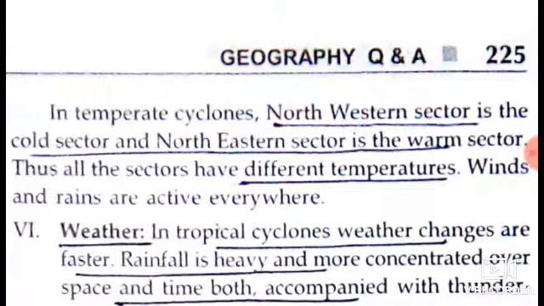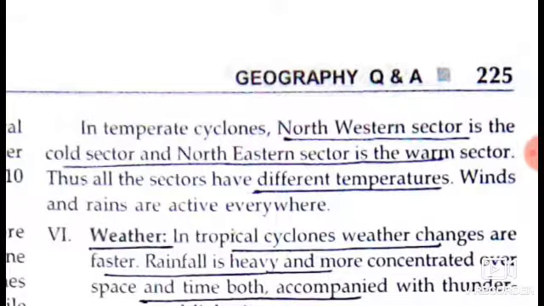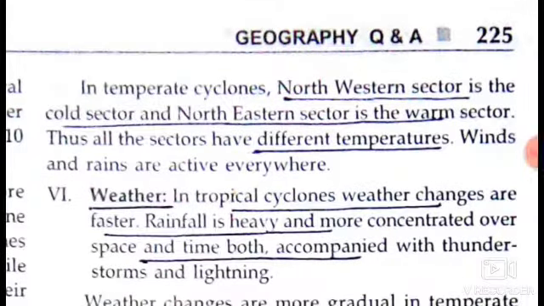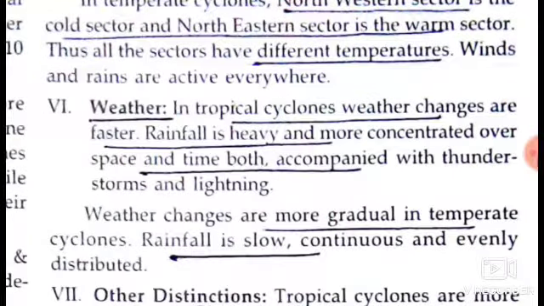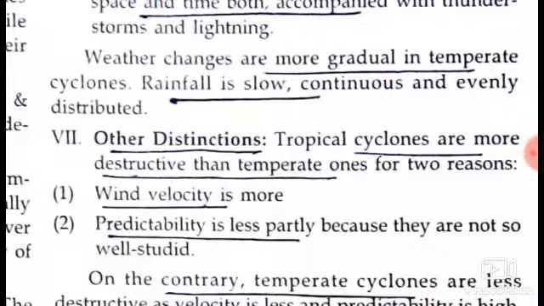In temperate cyclones, the northwestern sector is the cold sector and the northeastern sector is the warm sector. Thus all the sectors have different temperatures. Winds and rains are active everywhere. Weather: in tropical cyclones, weather changes are faster. Rainfall is heavy and more concentrated over space and time, accompanied by thunderstorm and lightning. Weather changes are more gradual in temperate cyclones. Rainfall is slow, continuous, and evenly distributed.